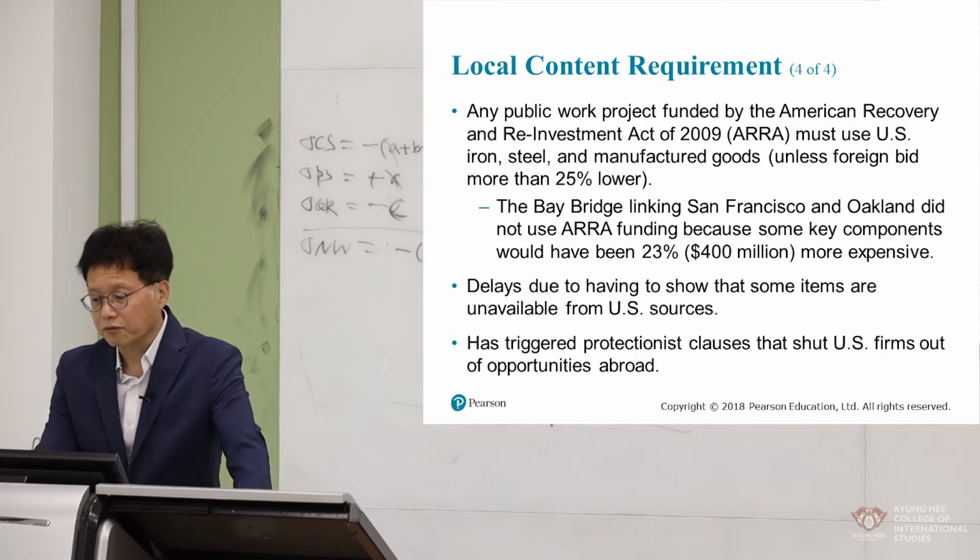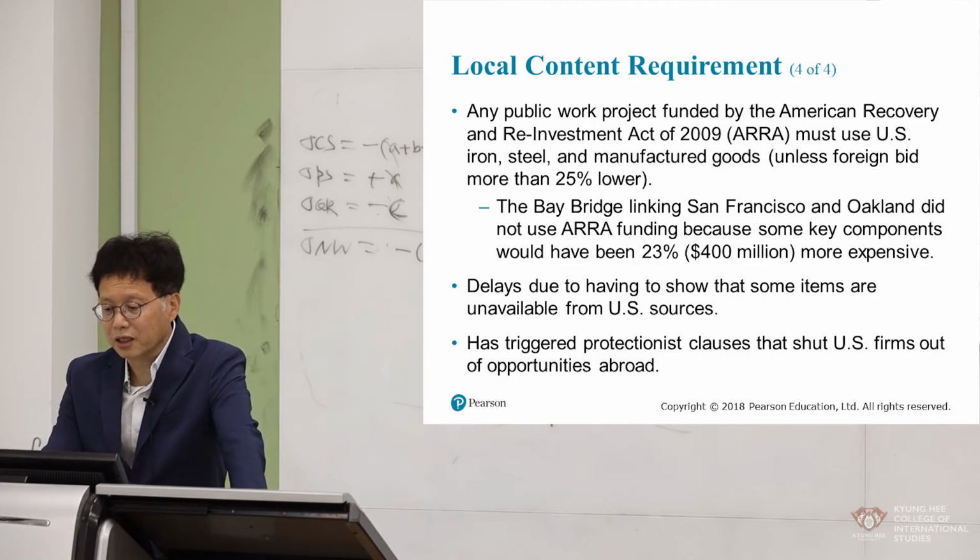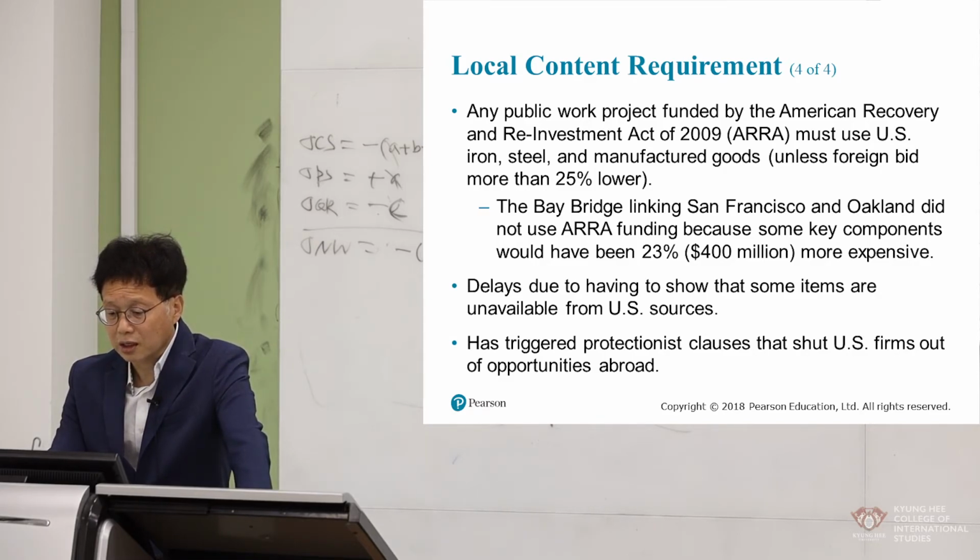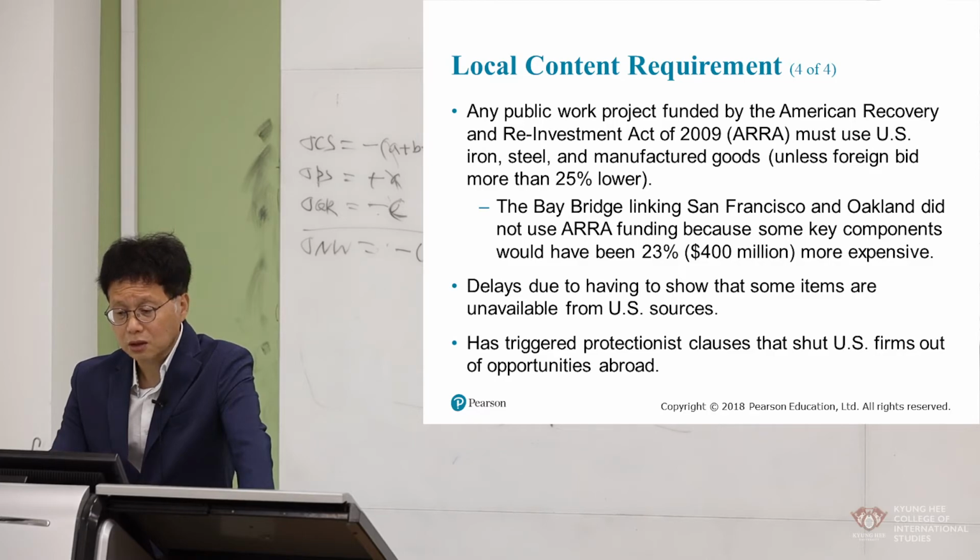Any public work project funded by the American Recovery and Reinvestment Act of 2009, ARRA, must use U.S. iron and steel and manufactured goods, right? Unless foreign bids are more than 25% lower. The Bay Bridge linking San Francisco and Oakland did not use ARRA funding because some key components would have been 23% more expensive. Delays due to having to show that some of its items are unavailable from U.S. sources have triggered this protectionist course that shut U.S. firms out of opportunity abroad. Okay?